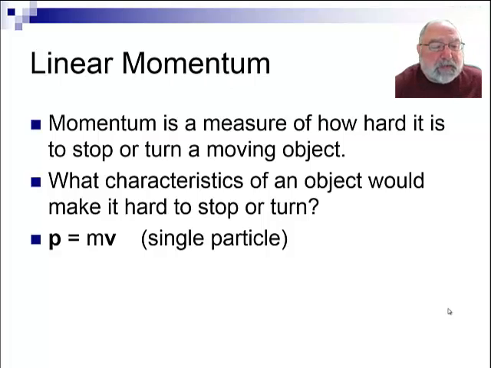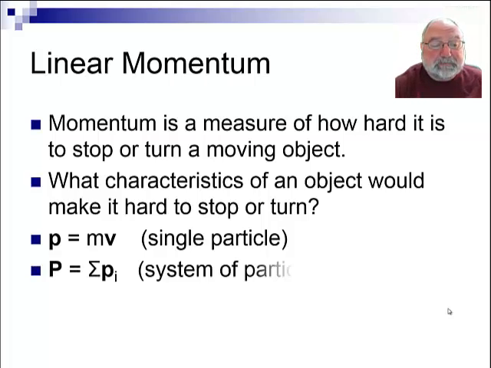Momentum, symbol P, or more appropriately the Greek letter rho, but we'll just call it P, is equal to mass times velocity. Velocity is a vector. That's why momentum is a vector. And that's for a single particle. For a system of particles, you find the momentum of each particle and add them all together as vectors, and that gives you the momentum of the system.